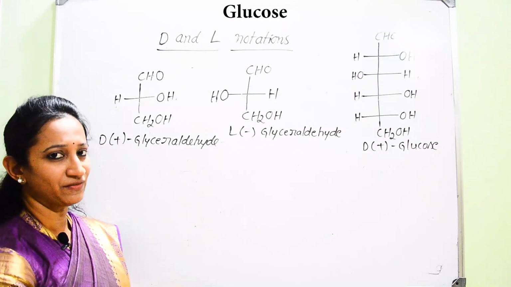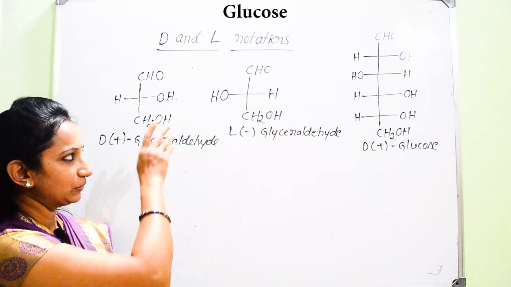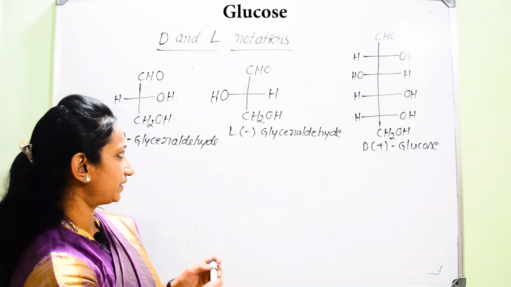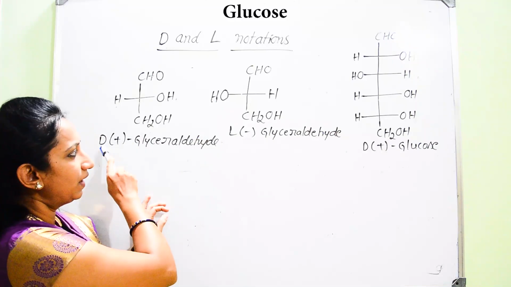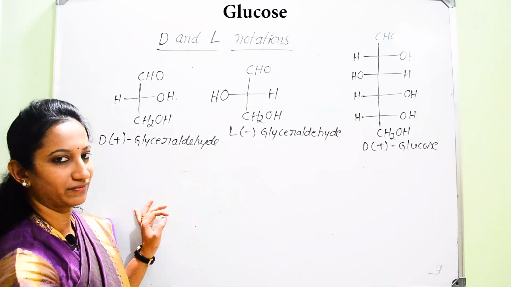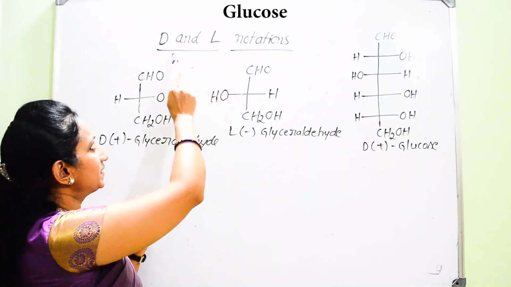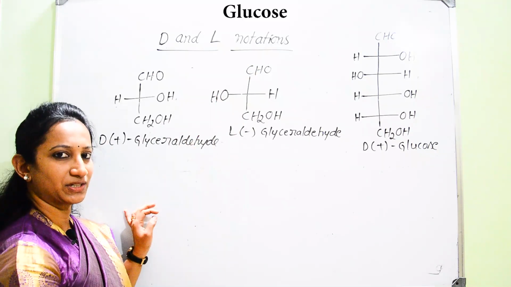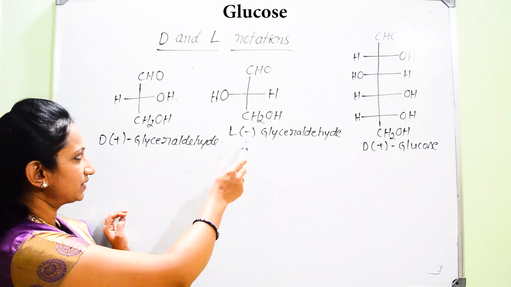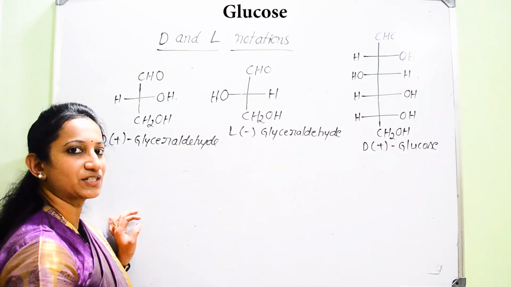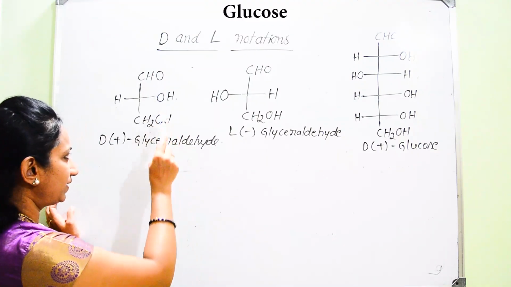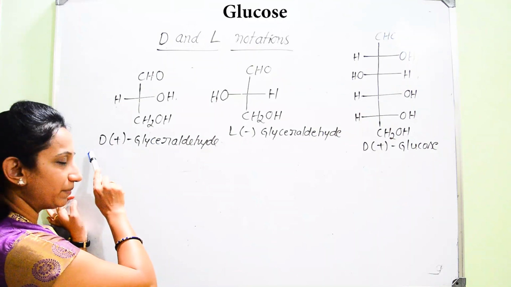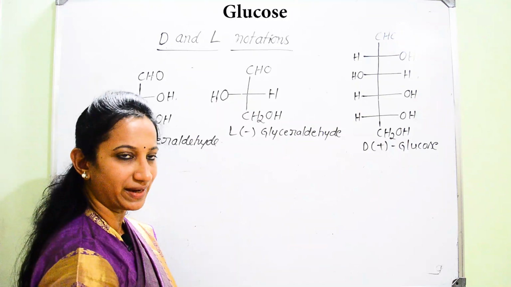Now, in the case of organic compounds, even including carbohydrates, they can be represented by either the D configuration or the L configuration. They are considered as D and L notations. These D and L notations are given by considering glyceraldehyde as standard. In the case of glyceraldehyde, one configuration is represented by D and another is represented by L.